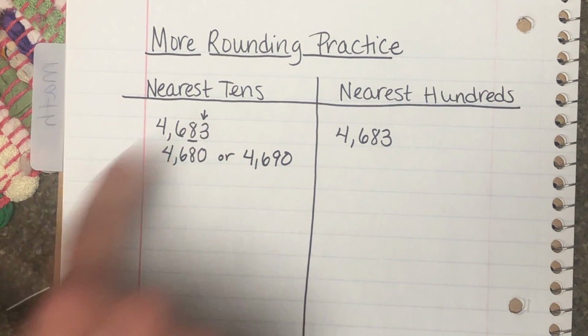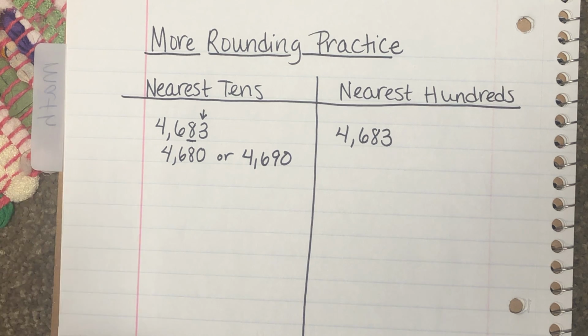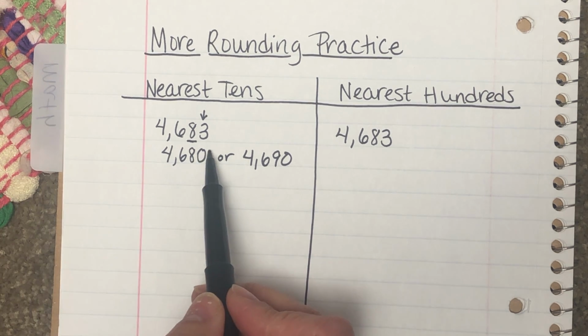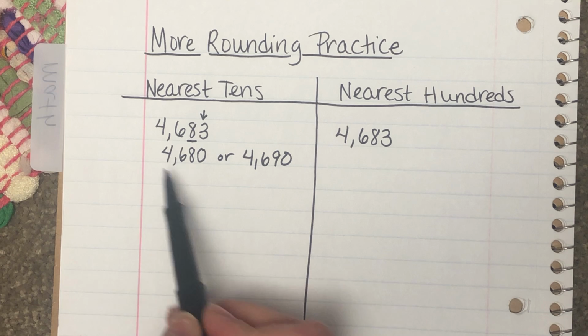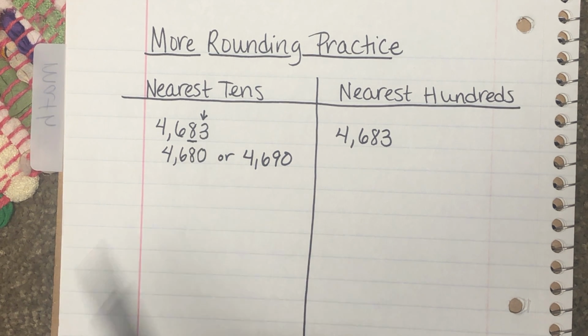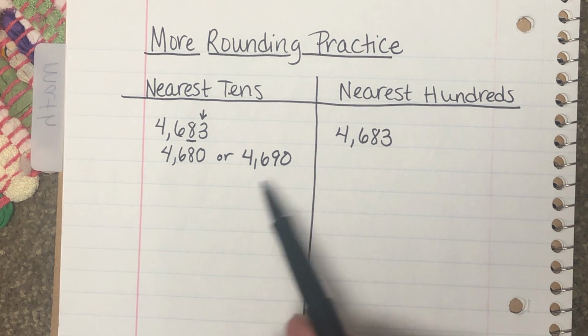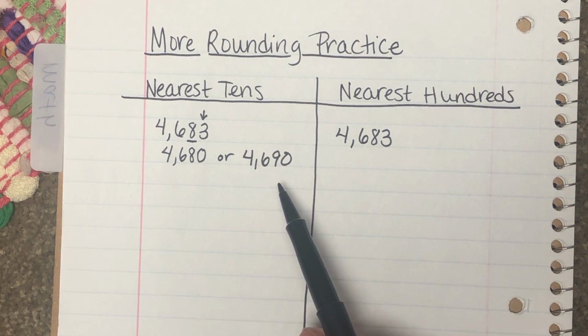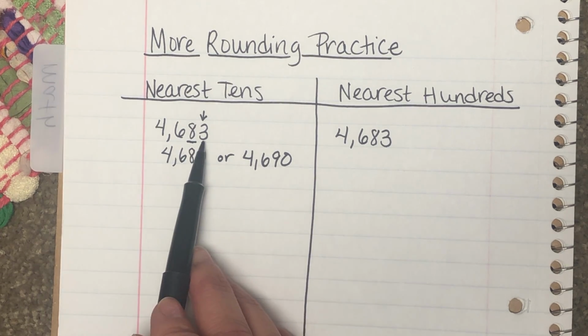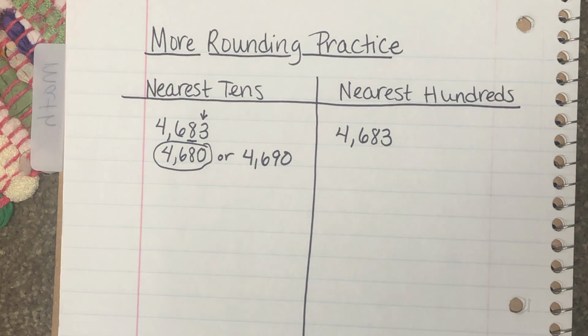The digit that I'm pointing to with that arrow, if it is a 0, 1, 2, 3, or 4, then I'm going to round down, which means I'm choosing the smaller number. If the digit that I'm pointing the arrow to is a 5, 6, 7, 8, or 9, it means I'm going to round up. I'm going to choose the larger number. So since I'm pointing to a 3, I'm actually going to round down.